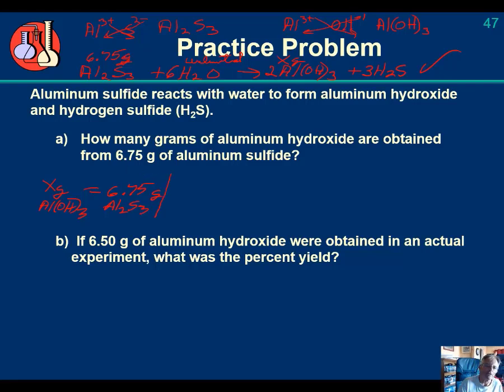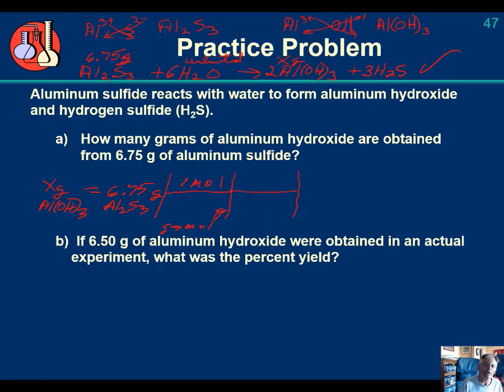Since this is gram to gram stoichiometry, I need to convert grams to moles. I do that by dividing by the molar mass, which is going to go down here. Then I've got my mole to mole ratio.